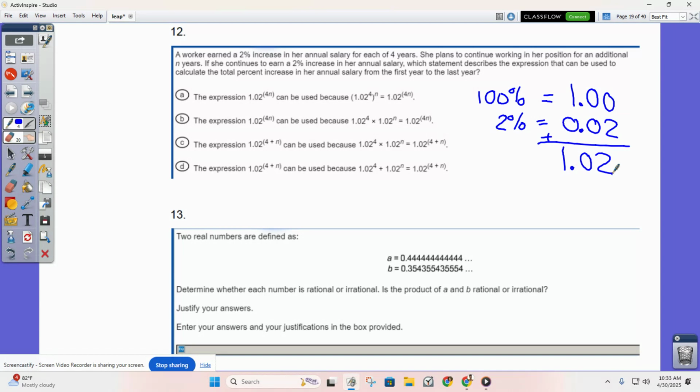Now it says that she gets this for 4 years, then gets it an additional N years. So if I'm looking at the equations that are here, an additional N would be adding N. So these two we can cross out.